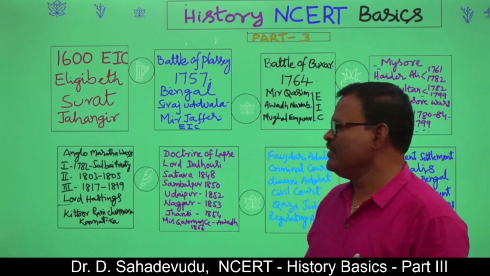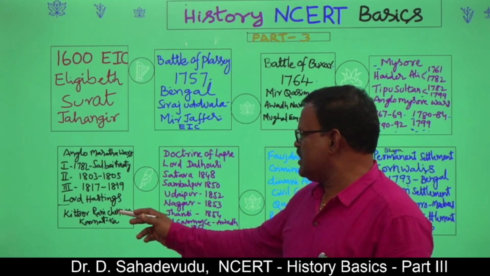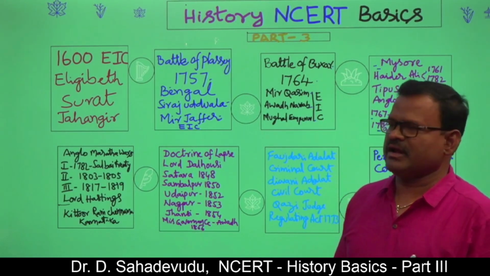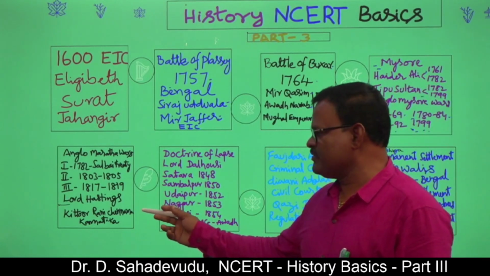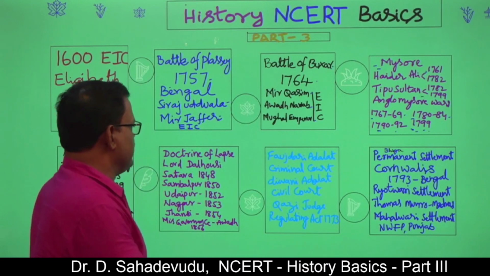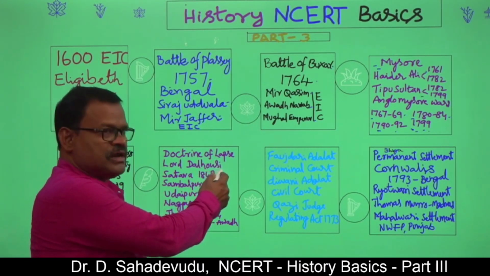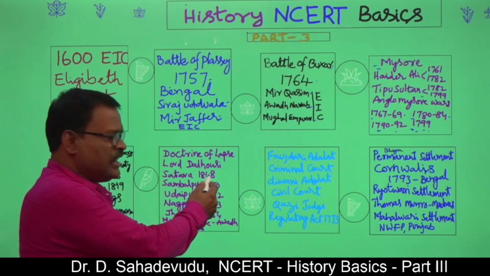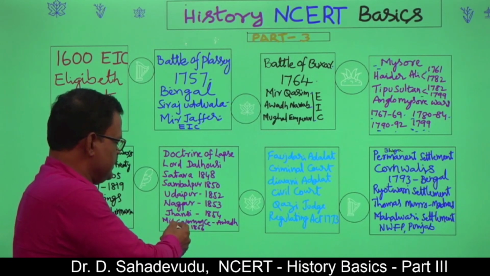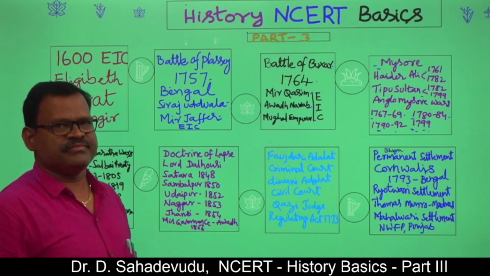Bajirao too became a pensioner during the Lord Hastings period. Kittur Rani Chennamma also fought ferociously in the provinces of Karnataka, and her province was also subjugated by the East India Company. See another synopsis box. Doctrine of Lapse. Lord Dalhousie, Satara, Sambalpur, Udaipur, Nagpur, Jhansi, and misgovernance, Awadh in 1856.